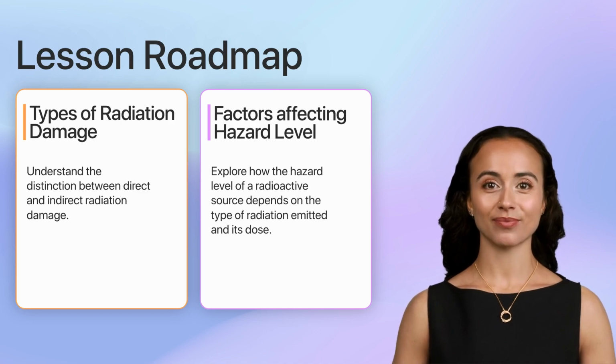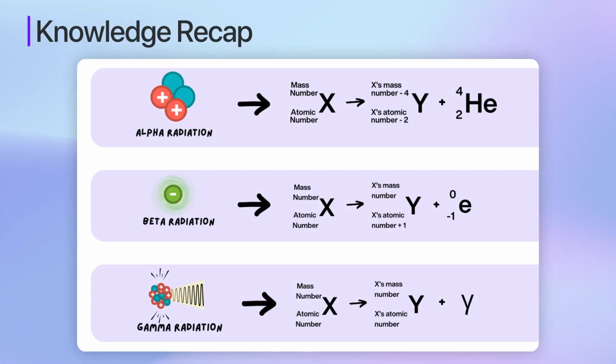its dose. So far we have learned about alpha, beta, and gamma radiation, including their associated penetrating powers. You are familiar with how these different types of radiation interact with materials and their respective abilities to penetrate through various substances. Building on this foundation, we can now introduce the concept of radiation damage.